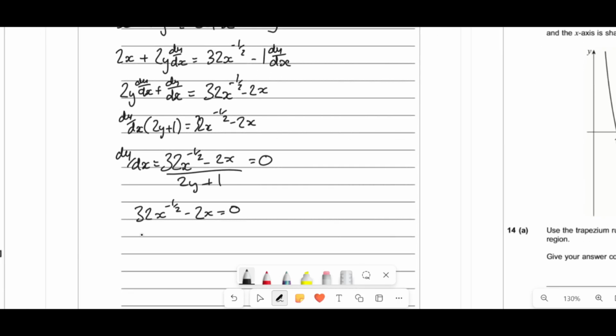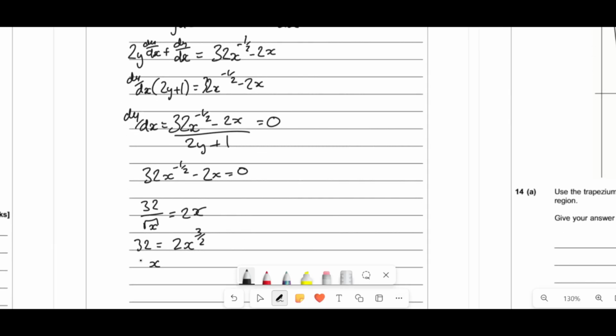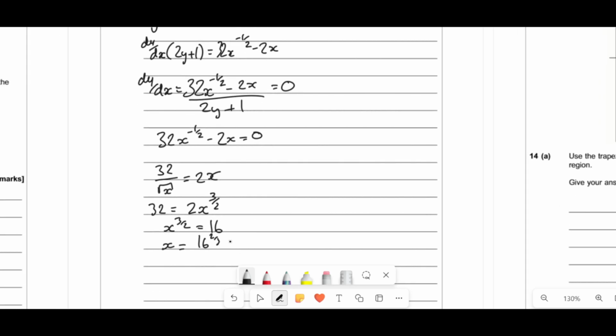If I tidy this back up a little bit, we've got 32 over root x equals 2x. If I times both sides by root x, I'll get 32 equals 2x to the power of 3 over 2. So x to the power of 3 over 2 equals 16, so x must equal the cube root of 16 squared. That would be 16 to the 2/3, which is roughly 6.3496. So this is the x value that tells us dy by dx is 0.